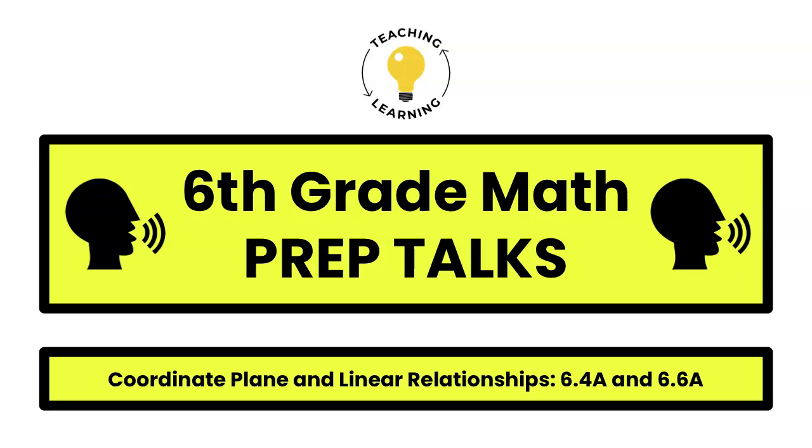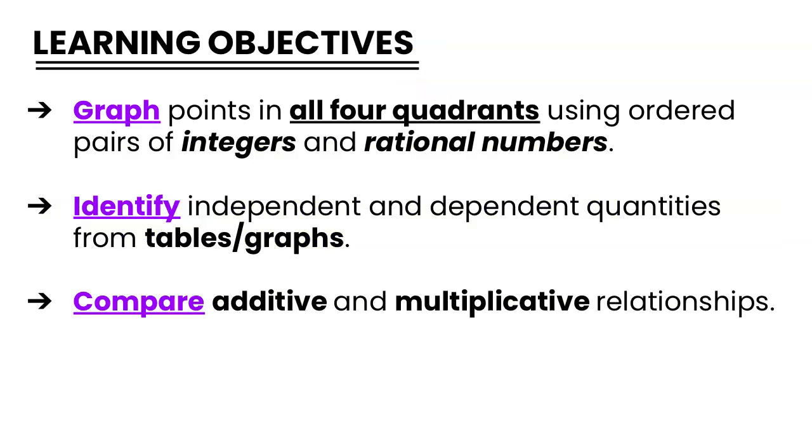In this video, we will cover the coordinate plane and linear relationships, TEKS 6.4a and 6.6a. In this unit, we've already covered graphing points in all four quadrants. Now we will move into identifying independent and dependent quantities from tables and graphs and comparing additive and multiplicative relationships. These are things that students have some prior knowledge on based on what they've learned before sixth grade, and we will try to utilize that when we teach the new concepts in sixth grade.